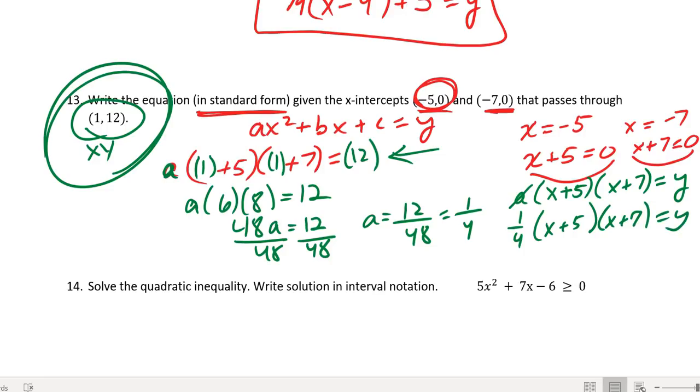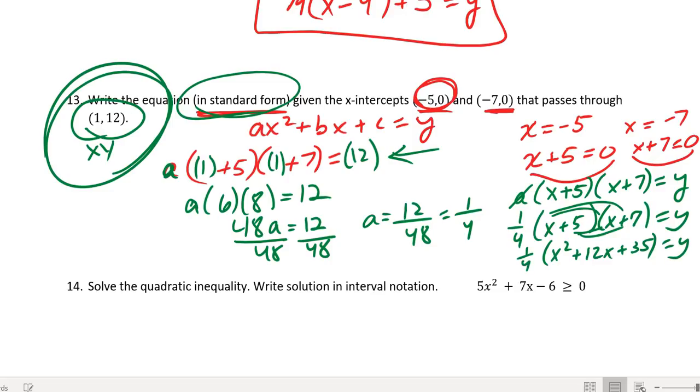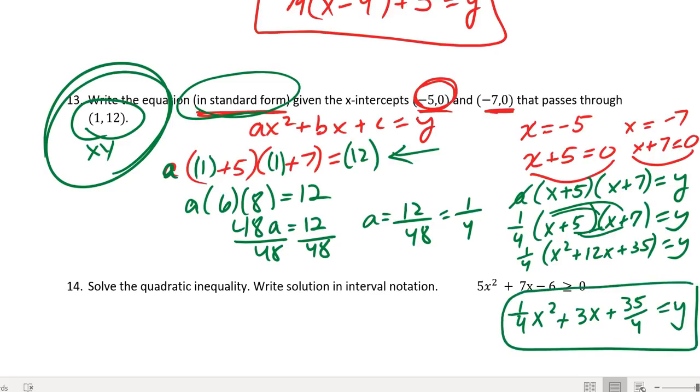So we have our equation. The only thing is, if you want full credit, just go ahead and multiply it out so it's in standard form. We'll use our distribution. So I'm going to get x squared plus 12x plus 35. And I have a multiplier of 1/4. So I end up with 1/4 x squared plus 12 divided by 4 is 3x plus 35 over 4 is equal to y. And this is our equation in standard form.